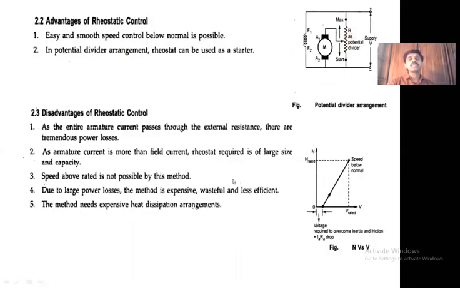What are the disadvantages of the rheostatic control? As the entire armature current passes through this external resistance, there are tremendous power losses. The armature current is more than the field current. The rheostat required is of large size and capacity. Speeds above the rated speed are not possible by this method, because the maximum voltage that can be applied across the armature is the rated voltage.